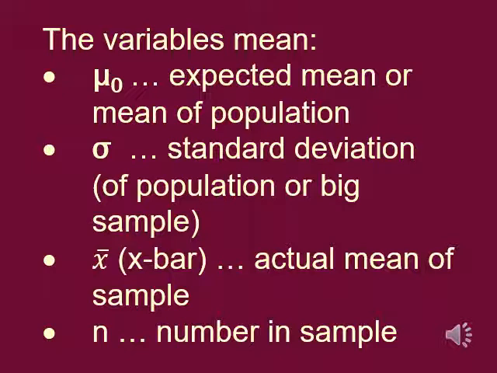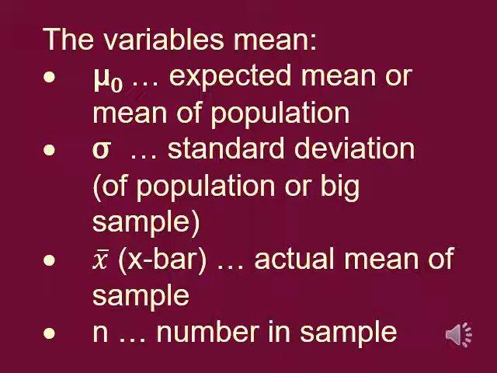Then it asks you for the standard deviation, and that officially means the standard deviation of the population, but it could also be of a big sample. In problems, that's always going to be given to you. The third line down is going to talk about X bar, and that's the actual mean that you have in your sample. You're always going to have two different means, two different averages that come up in problems like this. And again, the mu is what it's supposed to be, the X bar is what it actually is now.